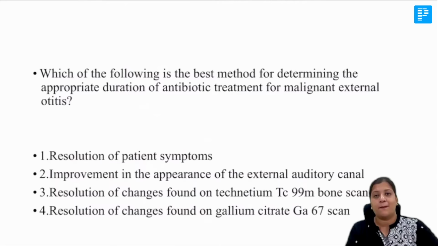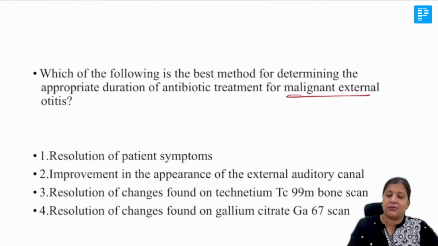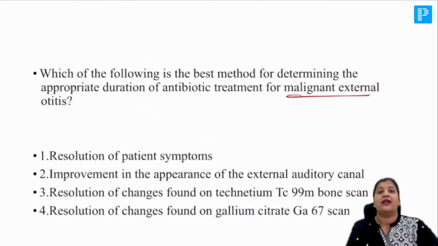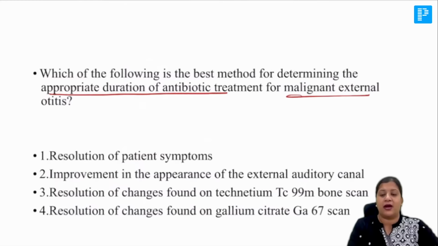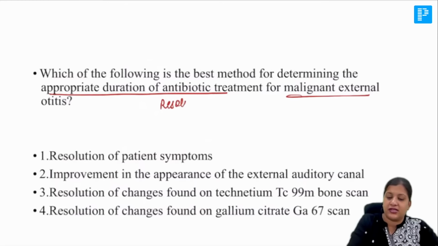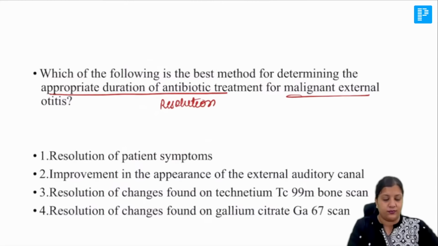Which of the following is the best method for determining appropriate duration of antibiotic treatment for malignant otitis externa? Very, very important question. In malignant otitis externa, the signs that we see and the diagnostic tests that we do for MOE are the two areas that can be constantly tested in your exam. So can you tell me what is the answer for this? They're asking you, when do you stop? What is the appropriate duration of antibiotic? Which means for resolution of disease, what scan will you do?